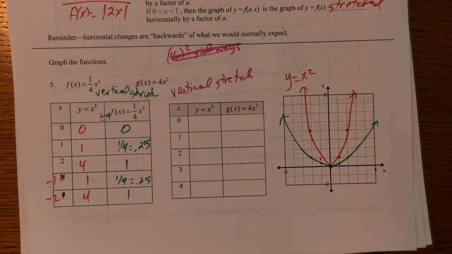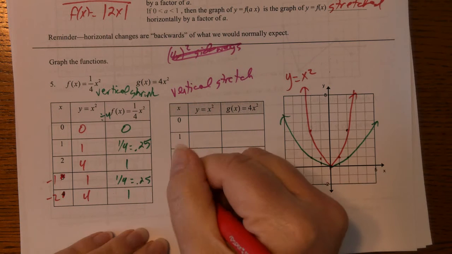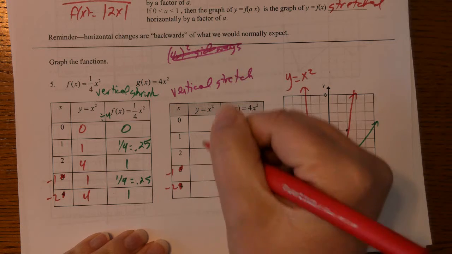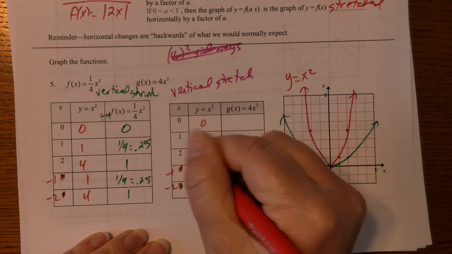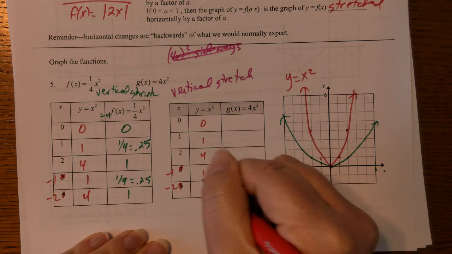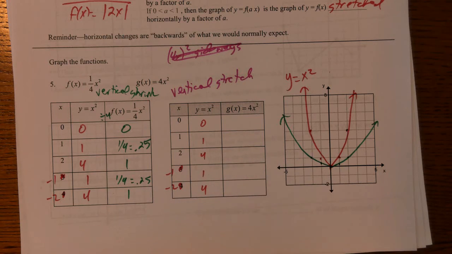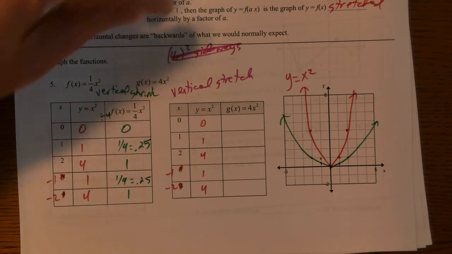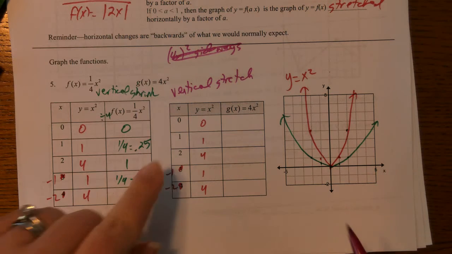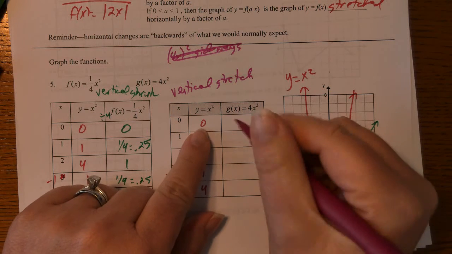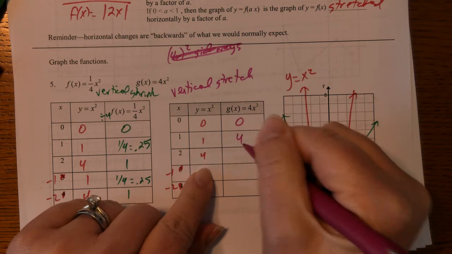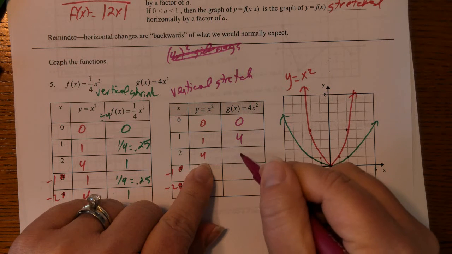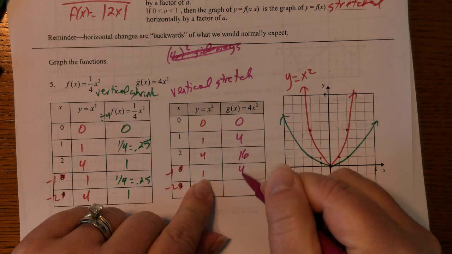Okay, my original ordered pairs are the same. 0, 0, 1, 1, 2, 4, negative 1, 1, negative 2, 4. Those are the same. But now, because we're stretching it vertically, it's going to get 4 times taller. I need to take these y values and multiply them by 4. Ooh, 4 times 4 is 16. That's a big stretch.